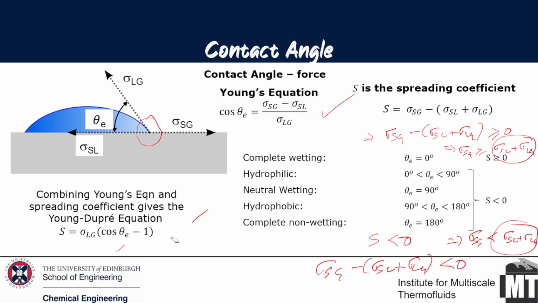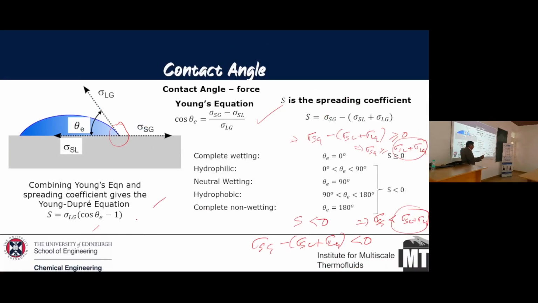So basically, now your spreading coefficient is completely dependent upon the surface tension of your system, sigma LV, times the equilibrium contact angle term, cos theta minus 1. Now, I'm going to talk a bit about what a contact angle is and why I think the equilibrium contact angle is not a perfect concept.